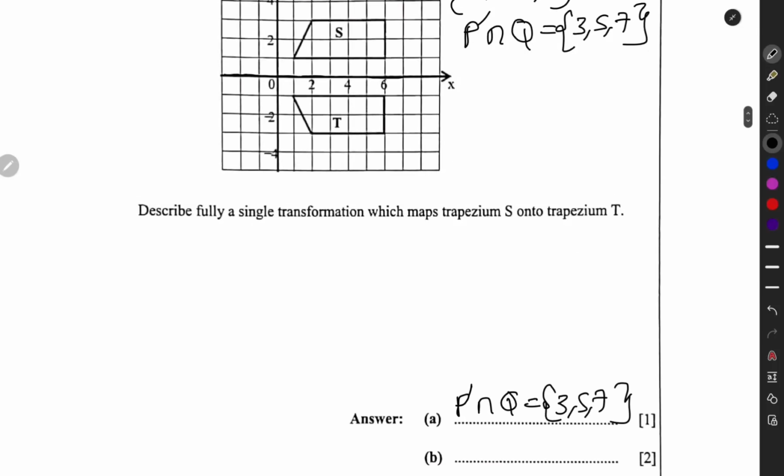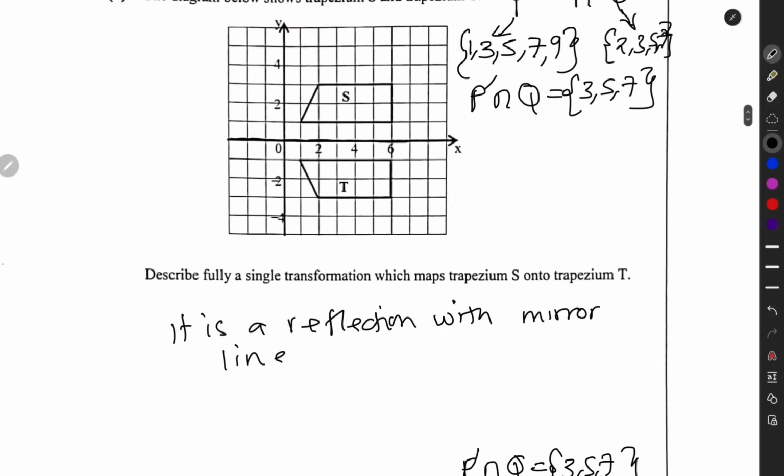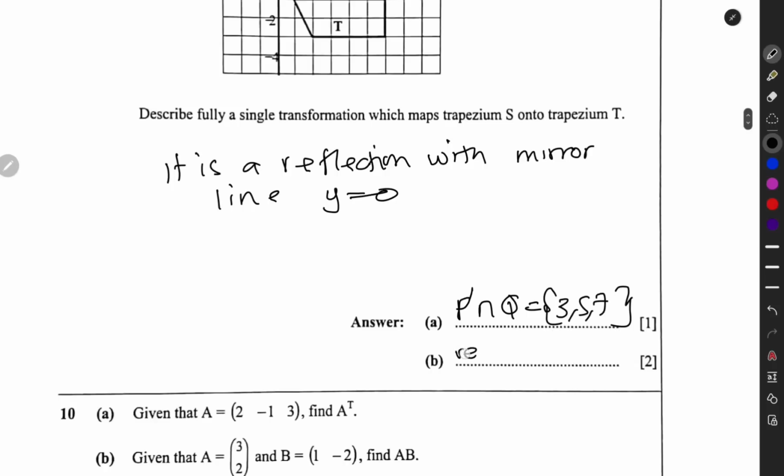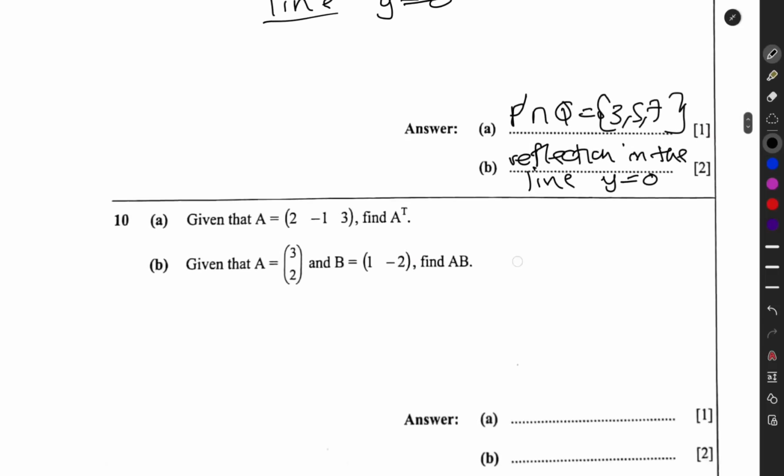So the correct answer is it is a reflection. So it is a reflection with the mirror line. So the x-axis is simply y equals 0. So you simply write a reflection in the line y equals 0. If you don't want to write the mirror line, you can simply say reflection in the line y equals 0. So that is the answer on that question. So we move on to question number 10.